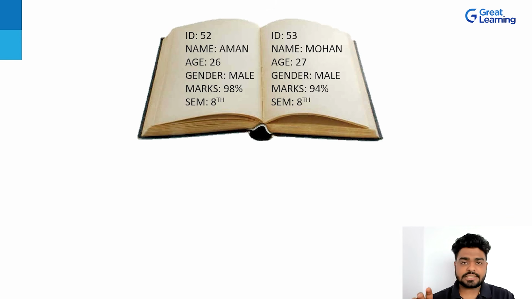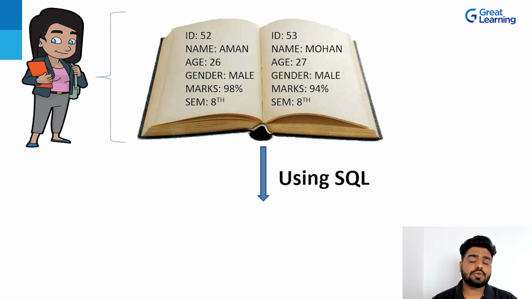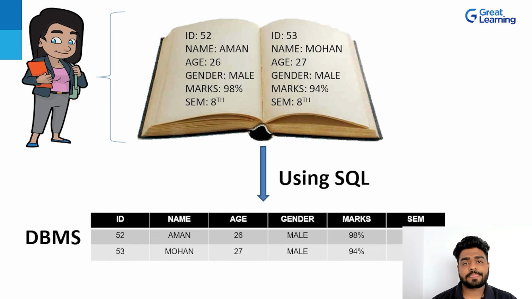Okay. Now let's understand how it appears when you are actually storing data from a ledger into a DBMS, or into Oracle or any other DBMS software. If you have a ledger looking like this particular data, using SQL it will look something like this. So this is how the table looks, and the fields ID, name, age, gender, marks and SEM are the columns, and the values are nothing but our rows, which you can see here.